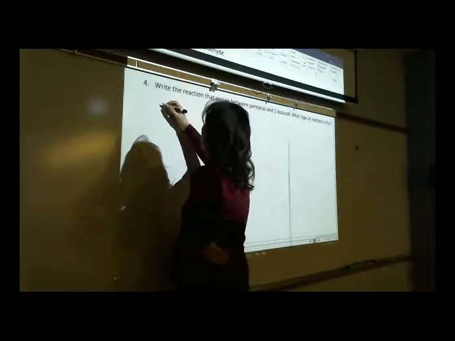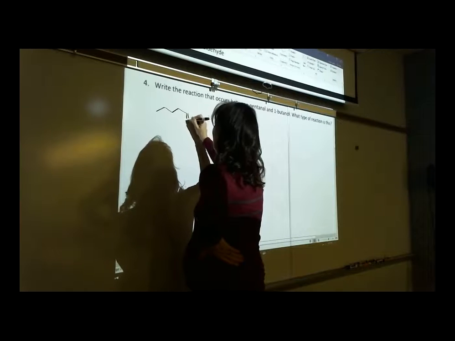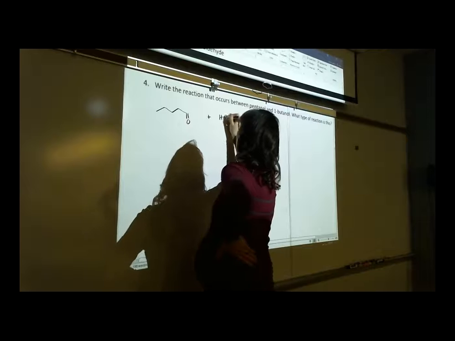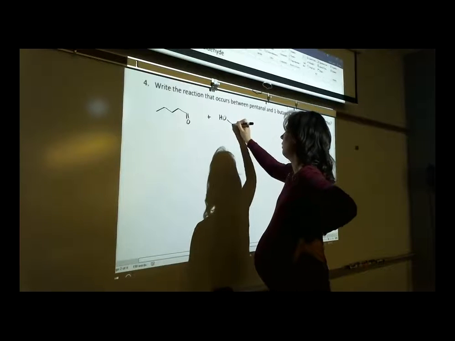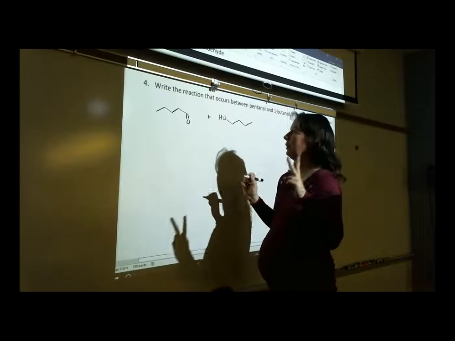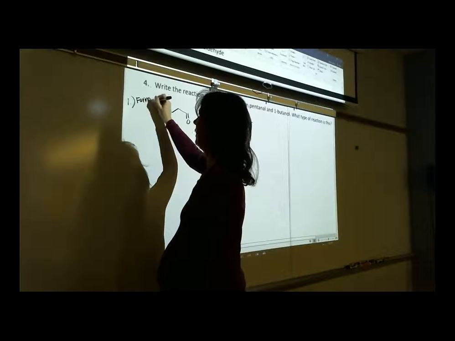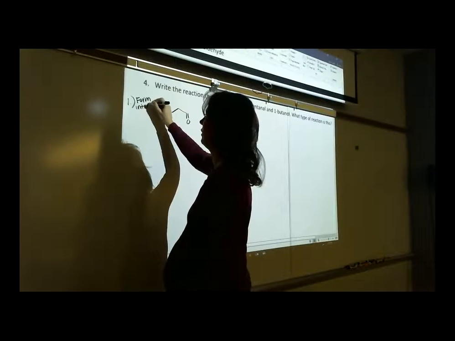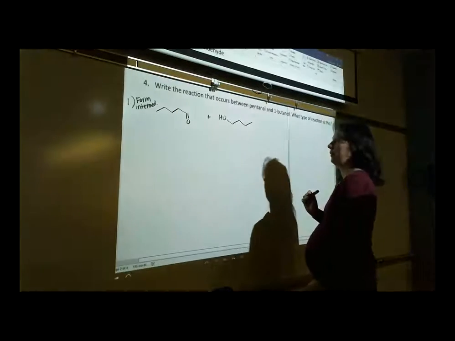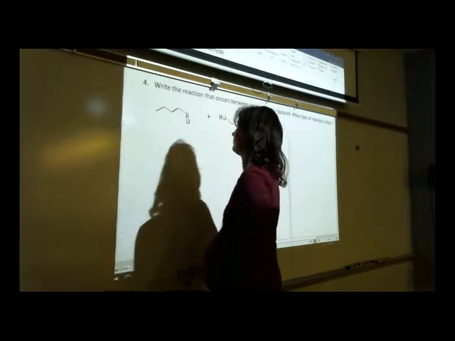Pentanal looks like this. 1, 2, 3, 4, 5. And butanol looks like this. Remember, I wrote it backwards. 1, 2, 3, 4. This is a 2-step process, right? In step 1, we form the intermediate. You remember now? So you have to identify the positive parts and the negative parts.